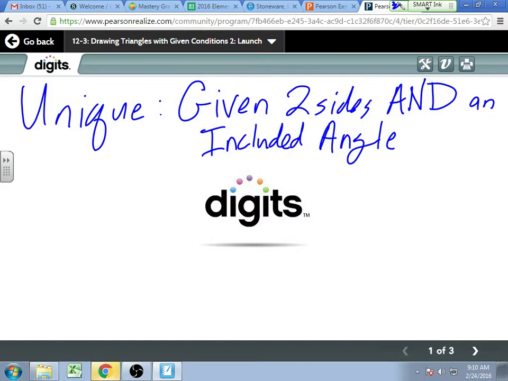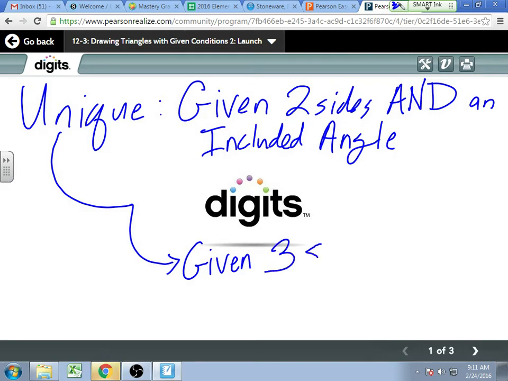The other situation where we get one possible triangle is if I'm given, y'all come in here. I think that was Isaiah just said, if you're given all 3 sides, there's only one possible triangle.